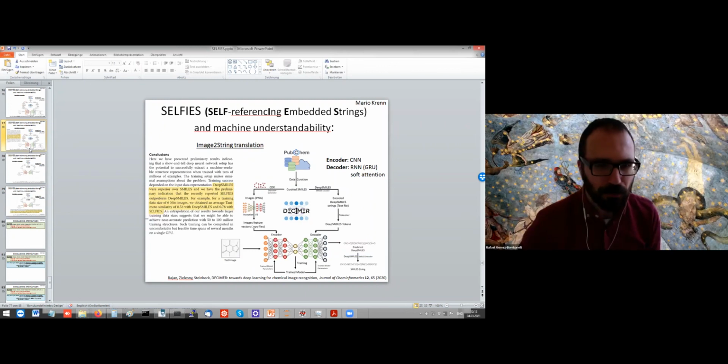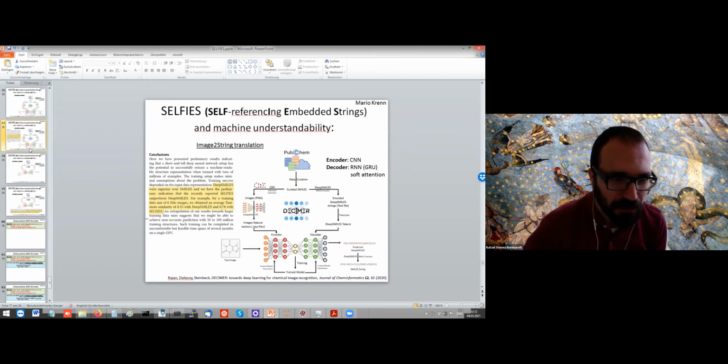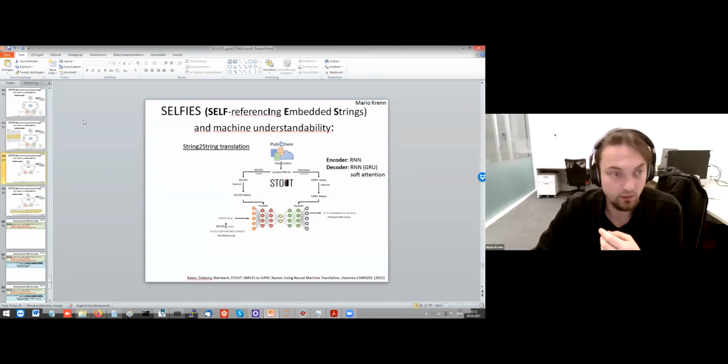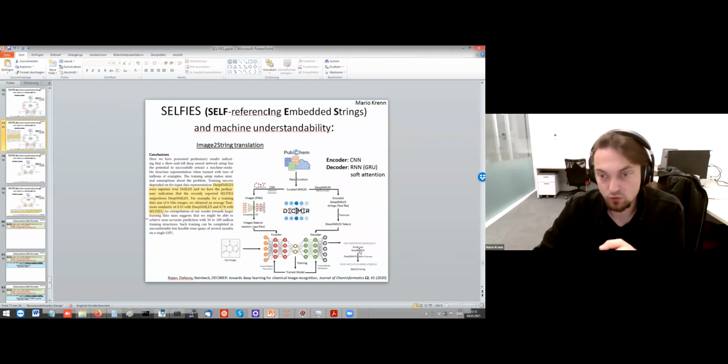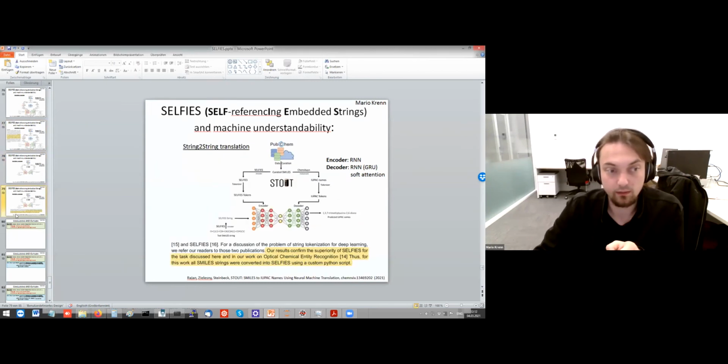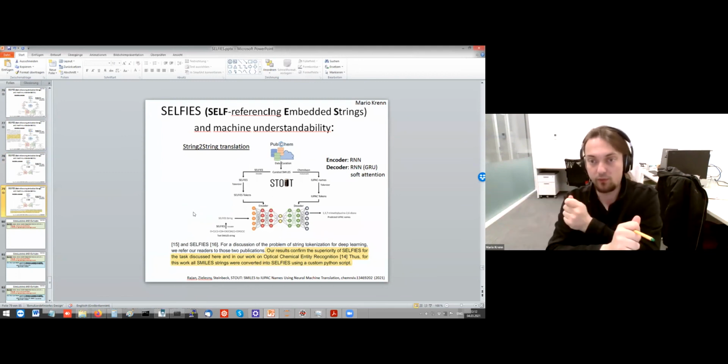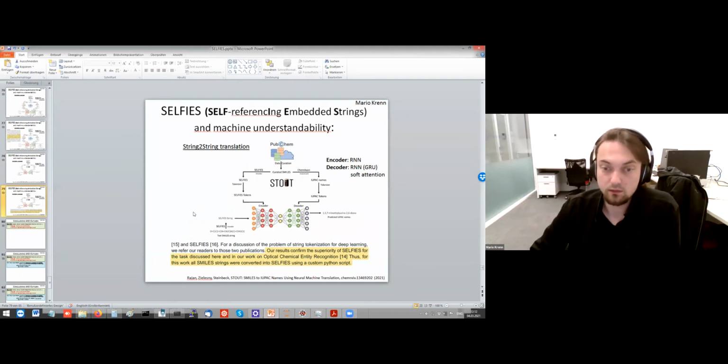May I ask you for a quick clarification? Mario, when you said it does better at writing, do they help us as the output or as the input? In the image to string, it is the output. In the string to string, it is both the input and the output. So they trained both directions. So it is easier to read and to write, apparently.